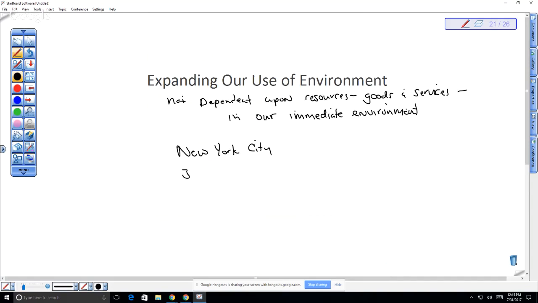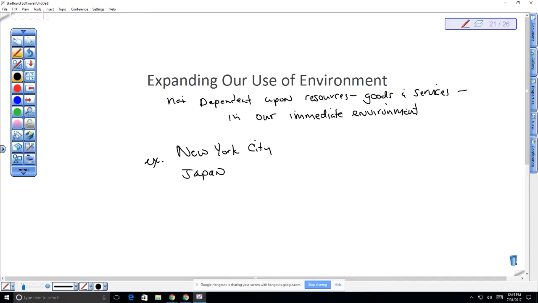Another good example is Japan, where you have a very large population living in a resource-depleted environment. They don't have a lot of their own resources, but they produce goods and services so that they can trade for the resources they need to sustain their large population size.